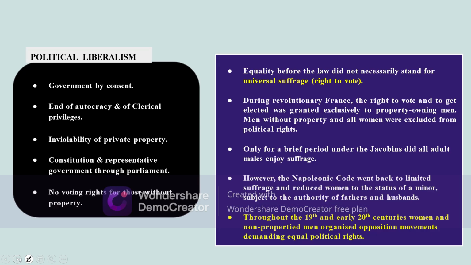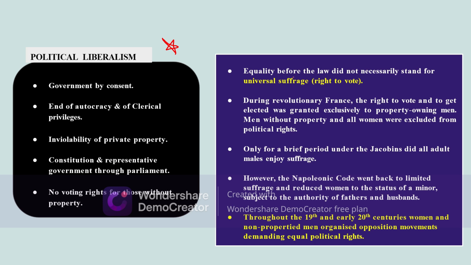Political liberalism. Liberalism was understood in different notions under different contexts. So, under the context of political liberalism, we have to mention these points. First, it referred to a government by consent and the end of autocratic and clerical privileges, inviolability of private property, constitution and representative government through parliament, no voting rights for those without property. This is what political liberalism referred to. This can be asked as a 2-mark question. Write a brief note about political liberalism.